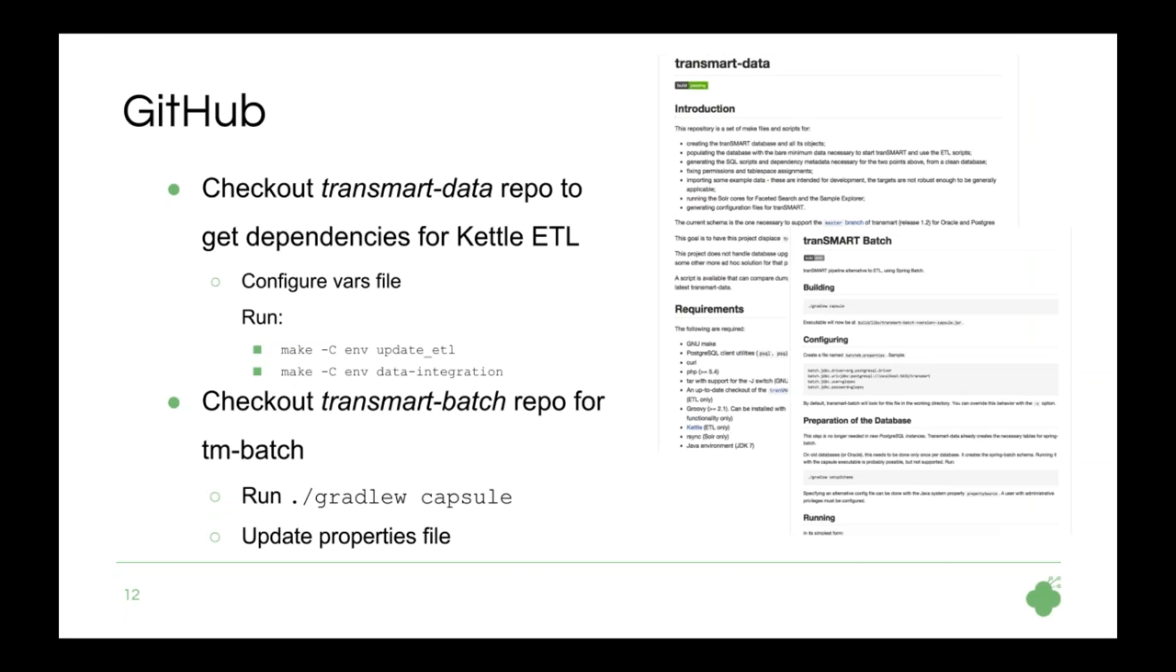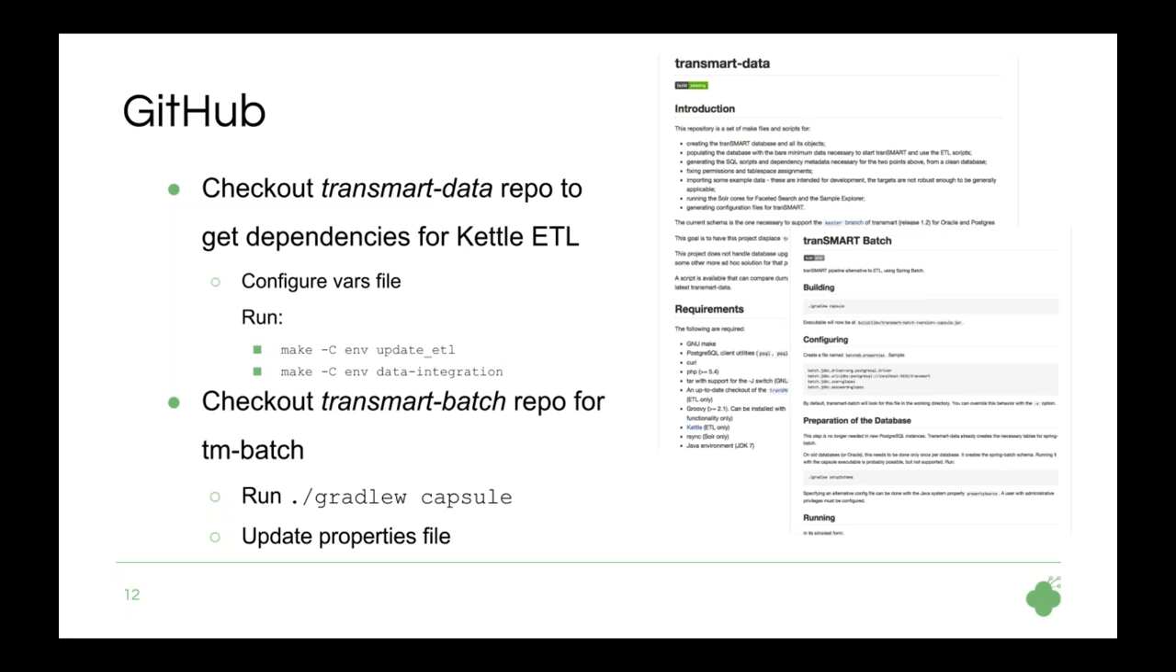Just to highlight how to get started. All of this is available on GitHub. For Kettle ETL, make sure that you check out the tranSMART data repositories to get all the required dependencies. And important steps are configuring your vars file and making sure that your environment is prepared. But detailed information can be found in the GitHub README. And also tranSMART Batch can be found in the corresponding repository. Also a detailed tutorial for getting it up and running is available there. So please, if you don't have any experience yet, find out on GitHub and let us know in case of any questions.